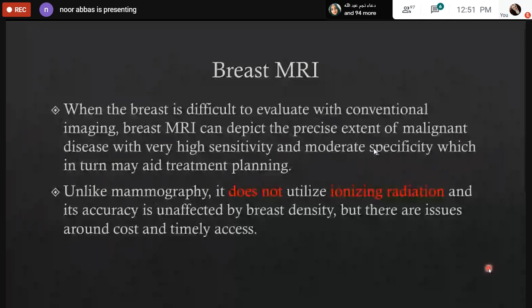MRI is very sensitive, it will not miss, generally speaking very high sensitivity. But of course, with high sensitivity comes low specificity, meaning we will biopsy a lot of things that will turn out to be benign. So keep it to the high risk group.